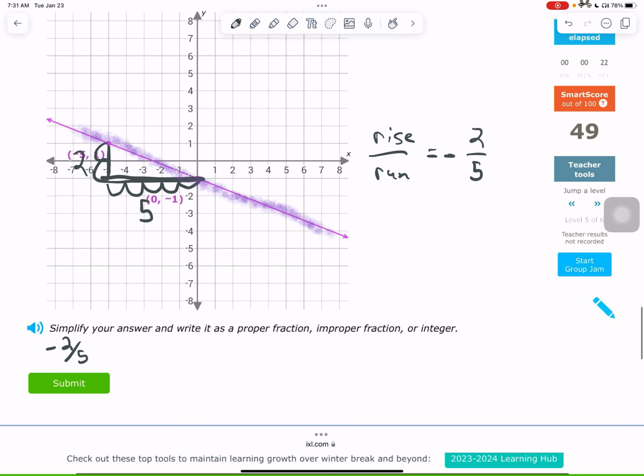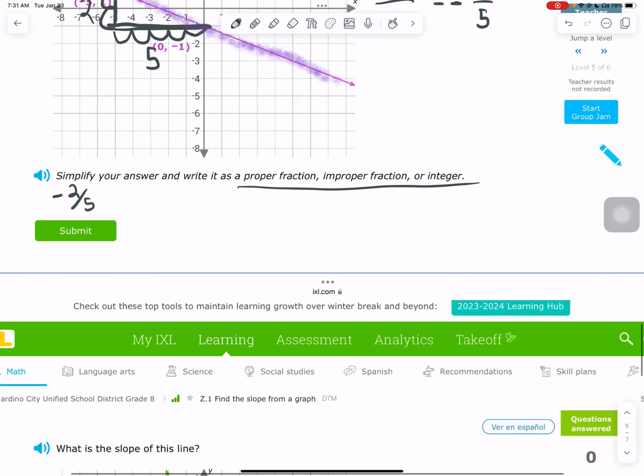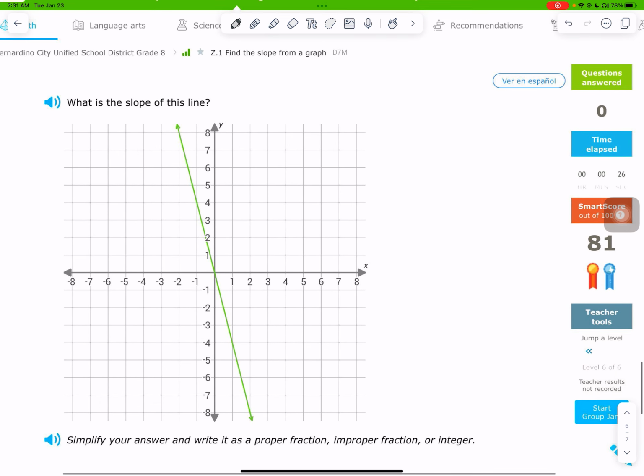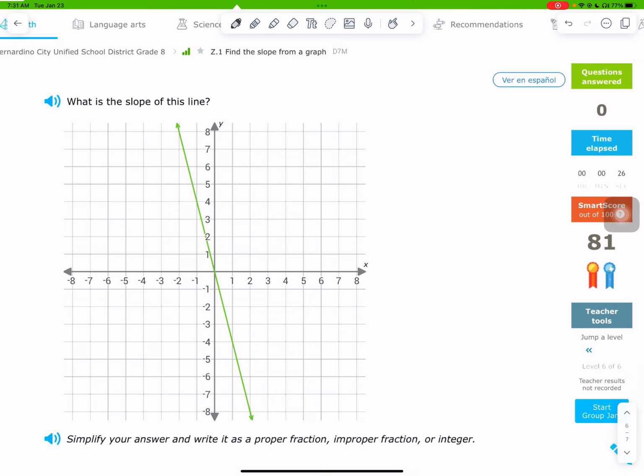It says to write as a proper, improper, or integer. Okay, so now this is where it gets just a slight little bit tougher. You need to pick 2 points. It doesn't matter which 2 points, but any 2 points on this line that go through the corner of one of your units on your grid. So I'm going to look at this line. I see that it goes through the corner of one of my units right there and right here. Once I find my 2 points that I want to use, it doesn't matter which 2 points I use, I will get the same answer.